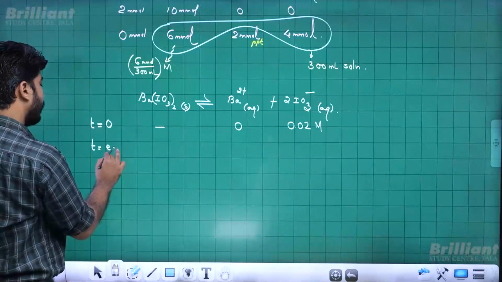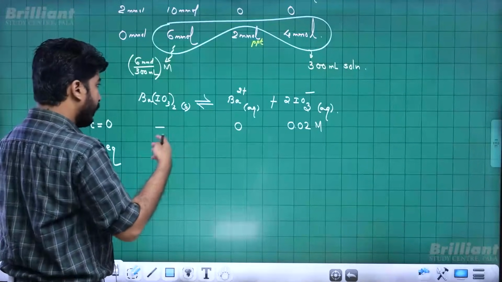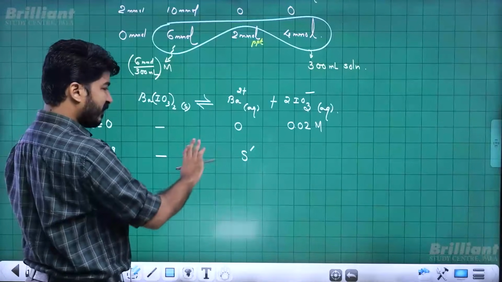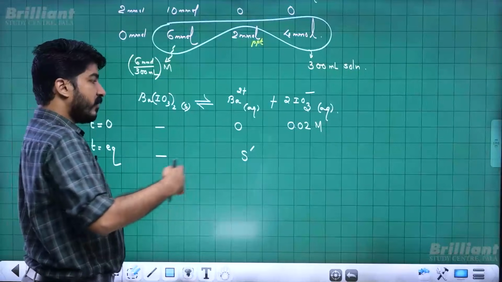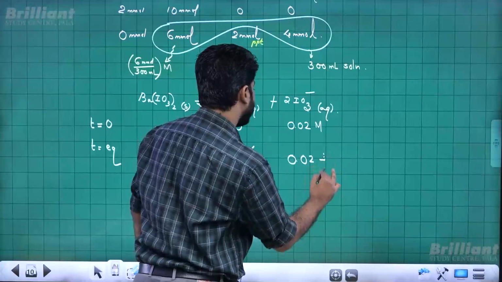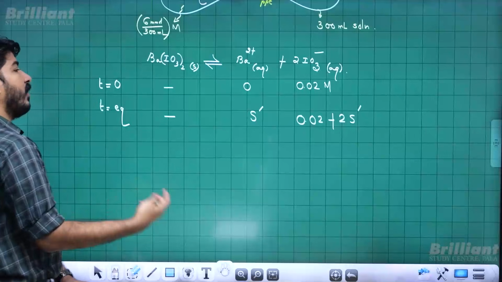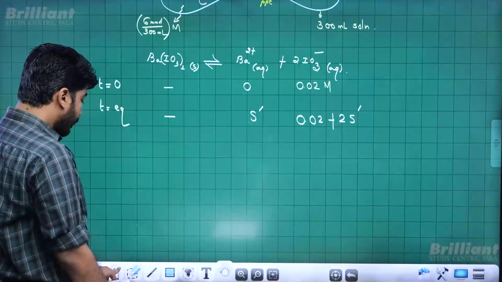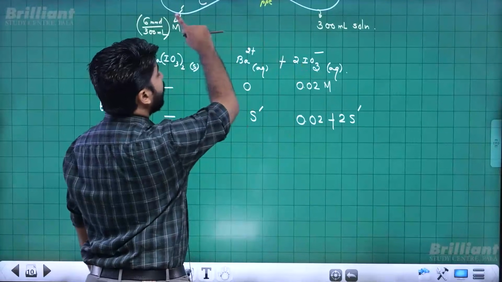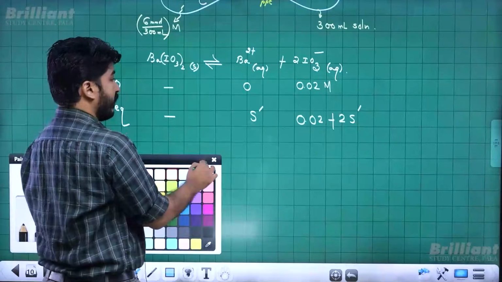Now, as the process reaches equilibrium, the added barium iodate starts dissociating. So, some S dash concentration of barium ions has been generated in the solution, and 0.02 plus 2 S dash of iodate ion is also present in the new equilibrium mixture. Okay, and this S dash is the solubility of barium iodate in a solution containing that much sodium iodate. So, we need to solve for S dash.